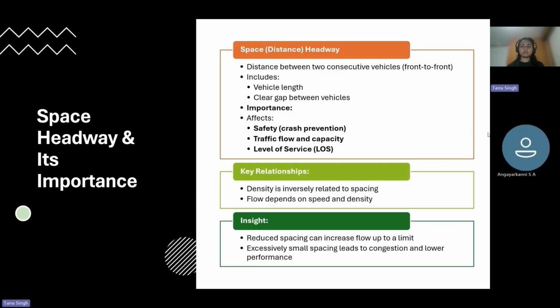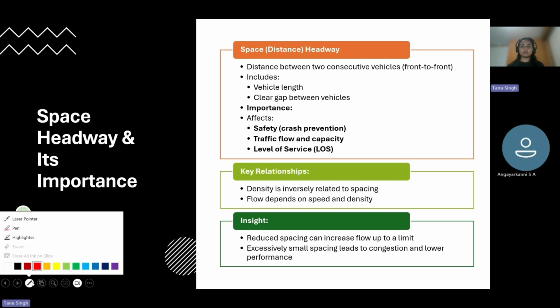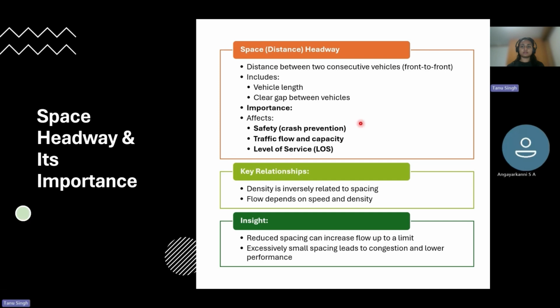Okay. So next is space headway and its importance. The space headway is also known as the distance headway. This is simply the distance between two consecutive vehicles. For example, these are the two vehicles. This is the first one, and this is the second vehicle.